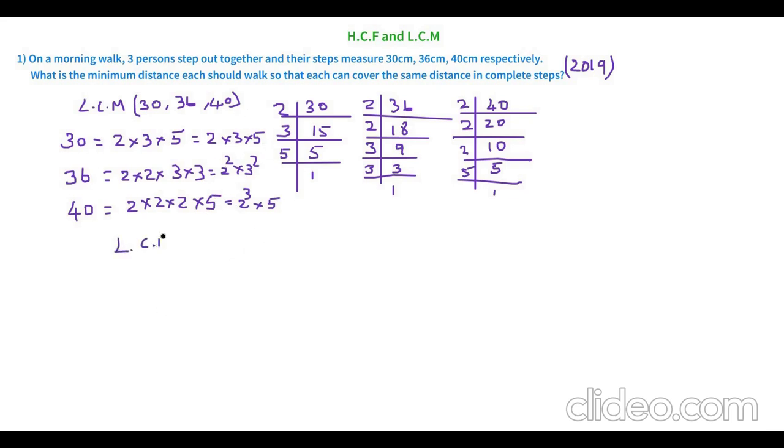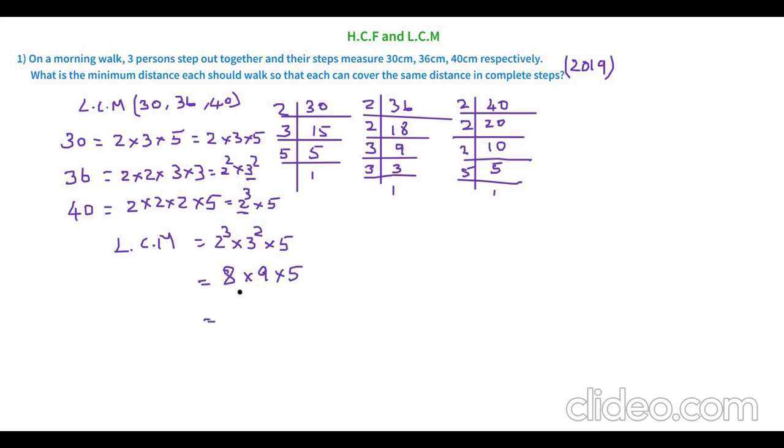So LCM equals, whenever we are doing LCM, the one thing to remember is we will take the highest powers. For 2 the highest power is 3, for 3 the highest power is 2, and for 5 the power is 1. So it is 2 cube, 3 square and 5. This is the way we find the LCM when we have the prime factors. We take the highest power. So 2 cube is 8, 3 square is 9, and then 5.